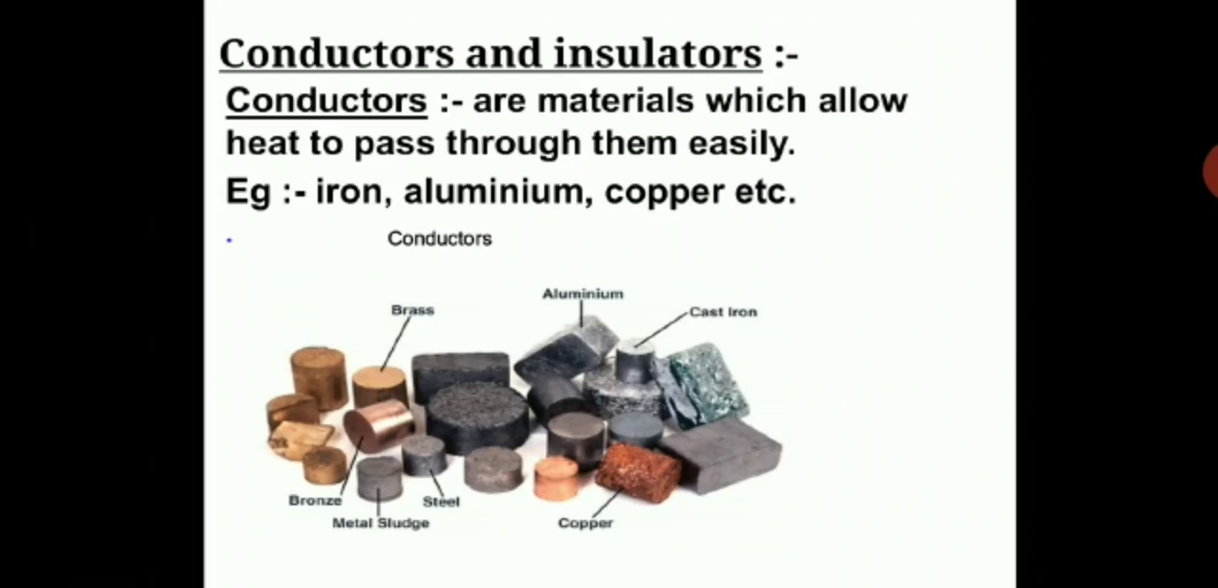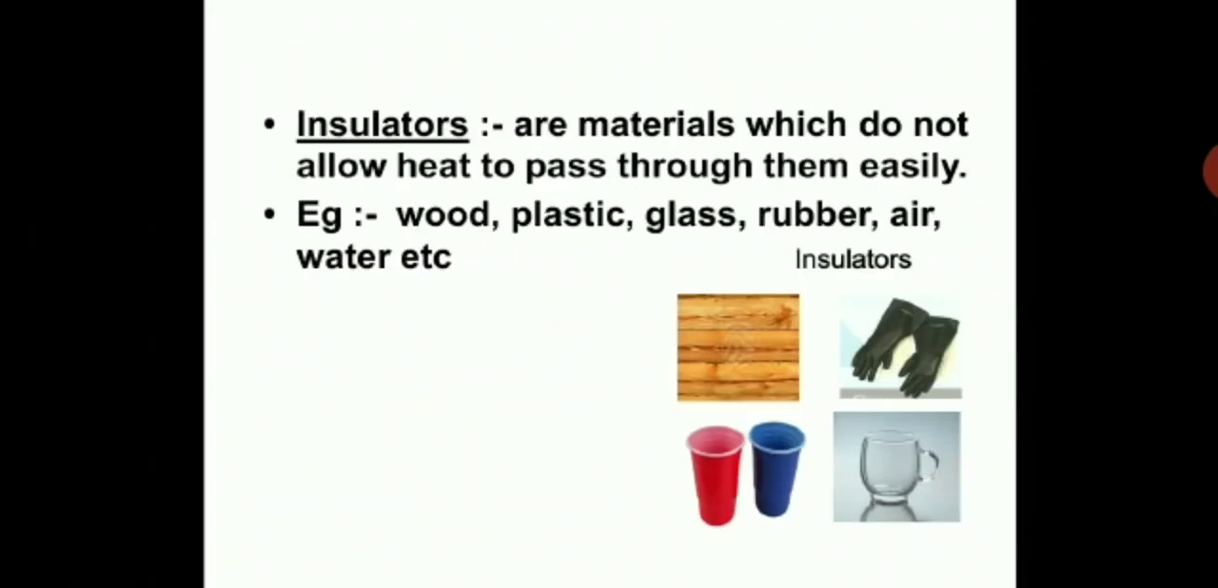So, please take this down. Mostly all metals and alloys conduct heat. So you take down this definition and the example. Insulators are materials which do not allow heat to pass through them easily. That means they are bad conductors of heat energy. So here you have examples: wood, plastic, glass, rubber, air, water, etc.